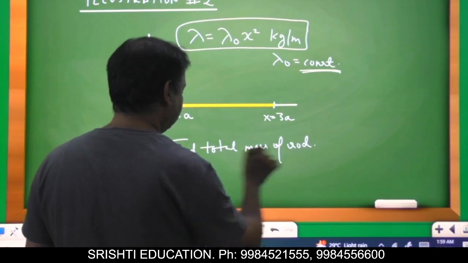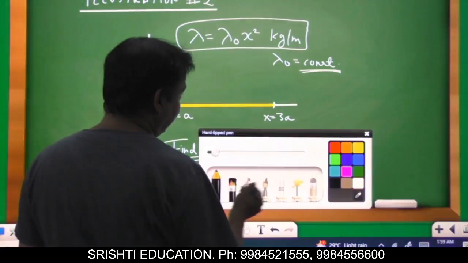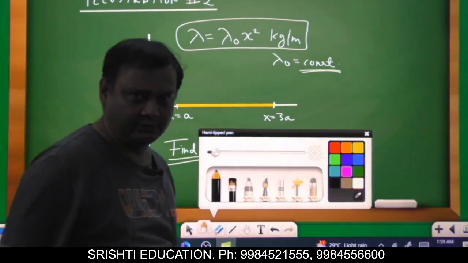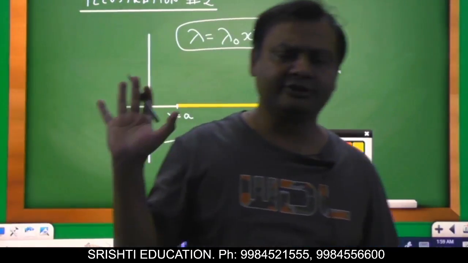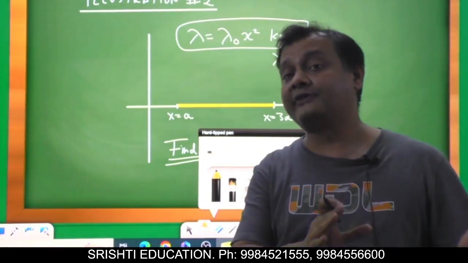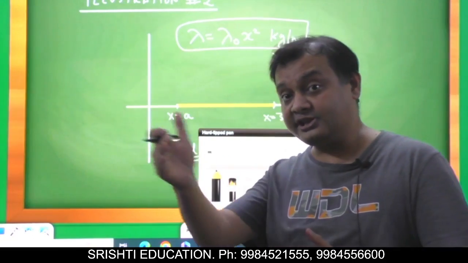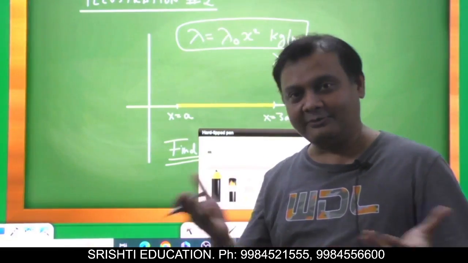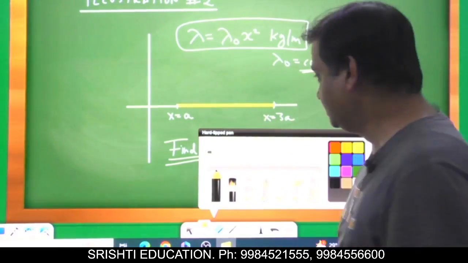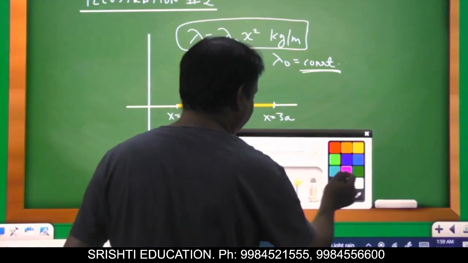Find the total mass of the rod. So again you can see lambda is a function of x, like in the previous illustration. If lambda is a function of x, and x will change continuously on the rod, so lambda will also change continuously on the rod. So we cannot use the homogeneous equation. Instead, we have to use calculus.